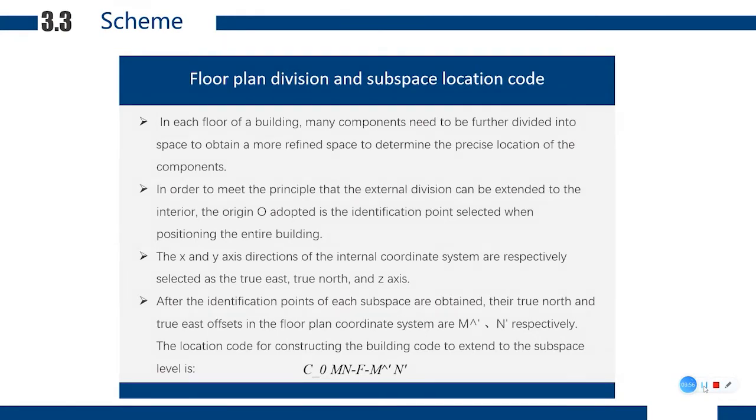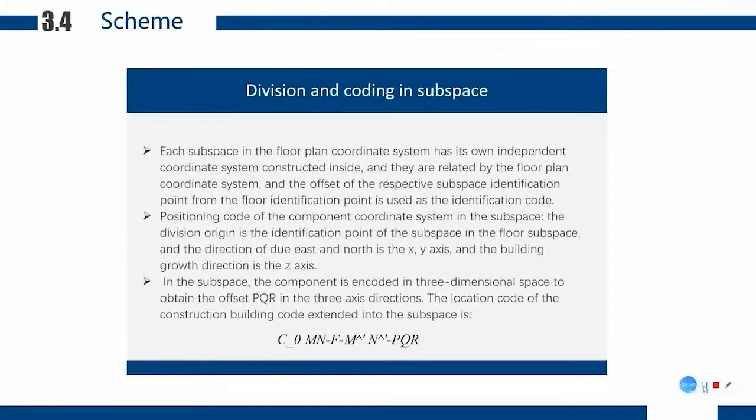Okay, in further, let's see division and coding in subspace. Each subspace in the floor plan coordinate system has its own independent coordinate system constructed inside, and they are related by the floor plan coordinate system, and the offset of the respective subspace identification point from the floor identification point is used as the identification code.